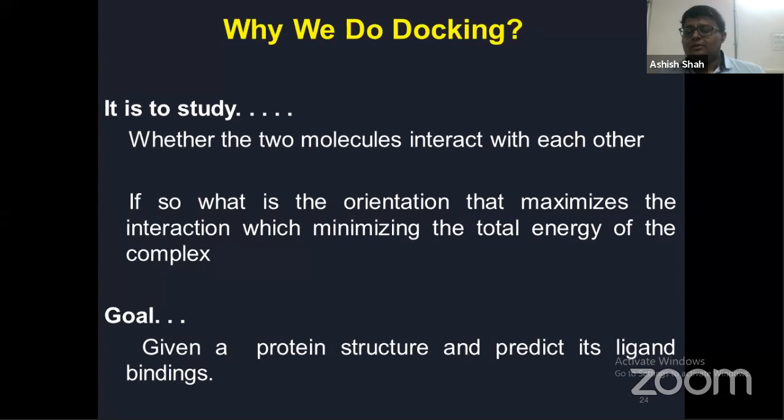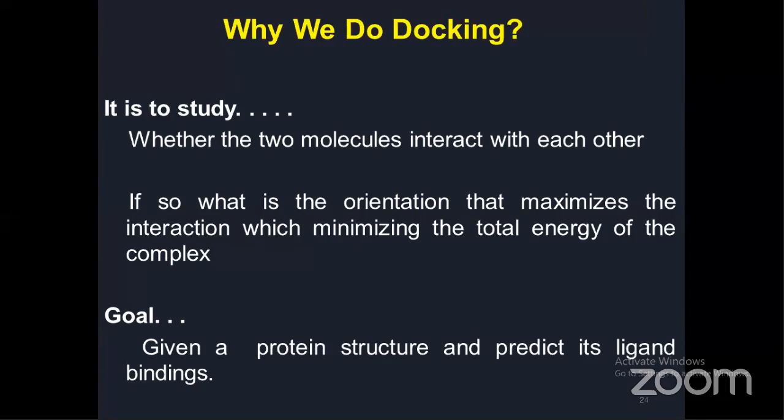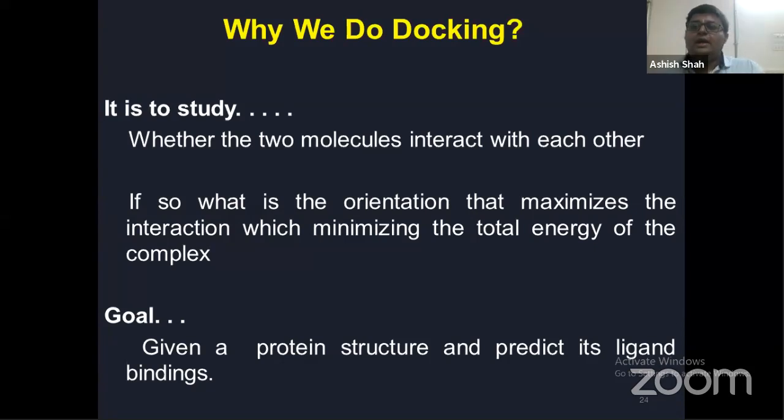You can predict that via this docking method. Now why docking? Why is it needed? Why do you need to do docking studies? The first thing is whether your two molecules will interact with each other or not. Because when you are discovering a drug, you have two major questions. One is that your drug should reach the target, and once it reaches the target, it should bind with the target. So binding is very important.